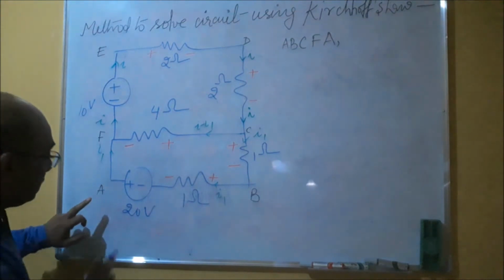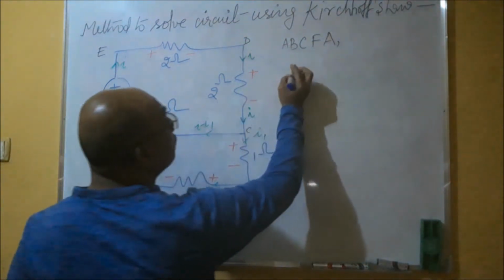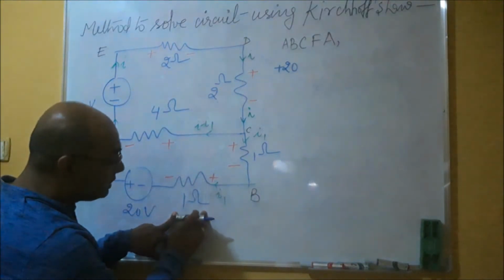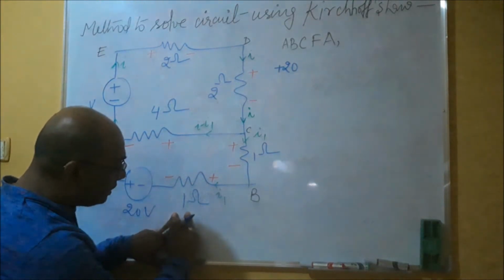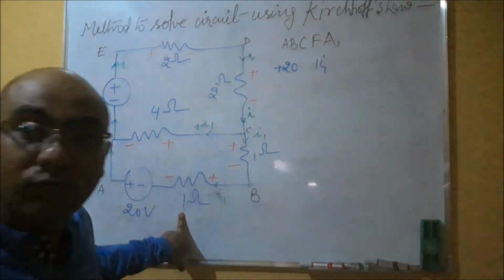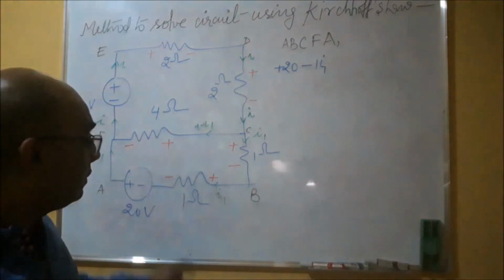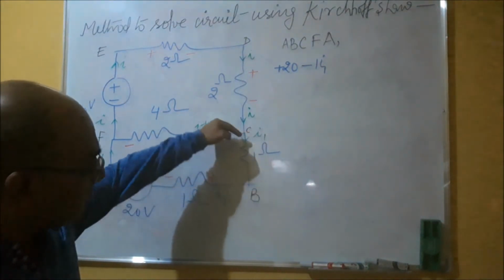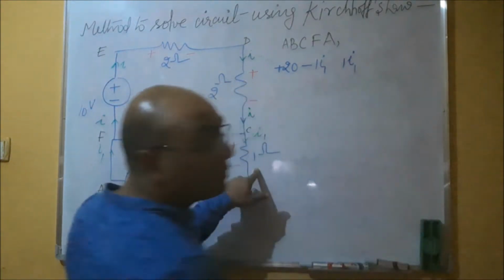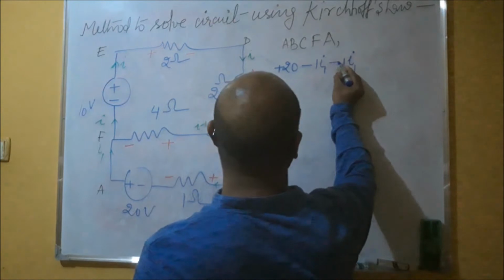So you see, first the voltage is 20. We are moving from positive to negative, so plus 20. Again, you come here. What is the value of voltage? IR. I is I1, R is 1. So 1 I1. Right? And what would be the polarity? We are moving from minus to plus, so minus. Is it fine? Again come here. The same current I1, the resistance is 1.